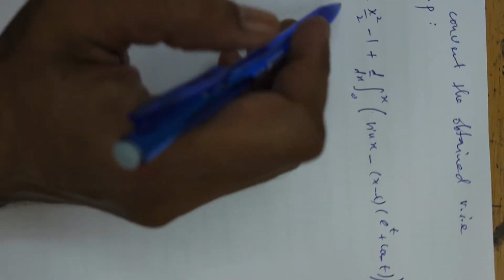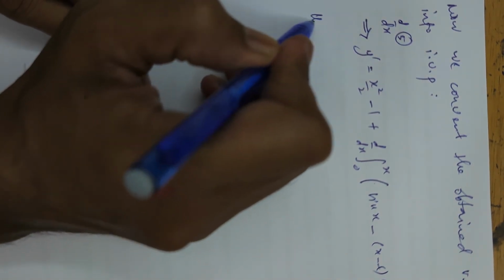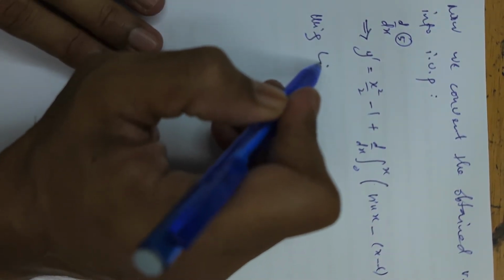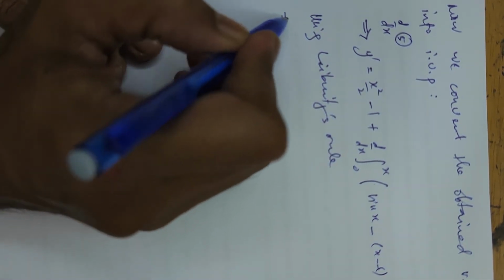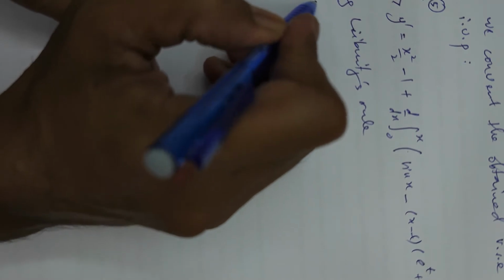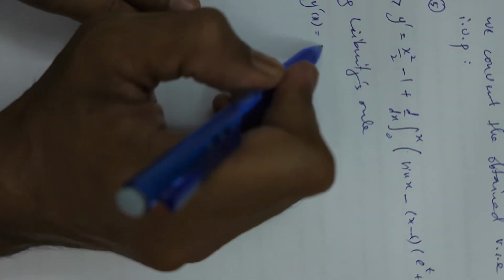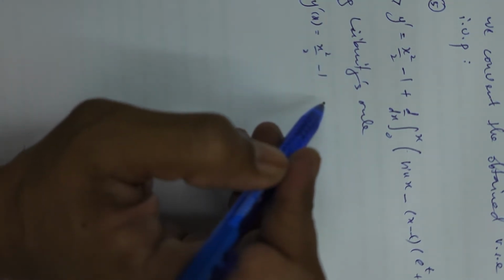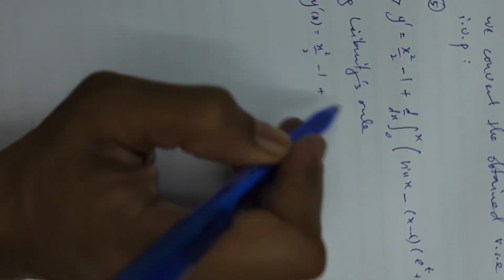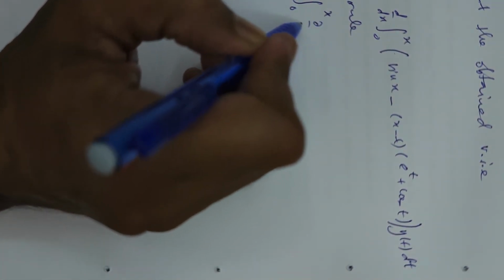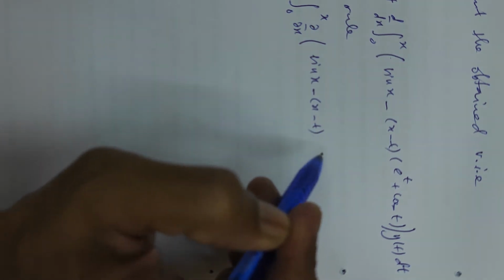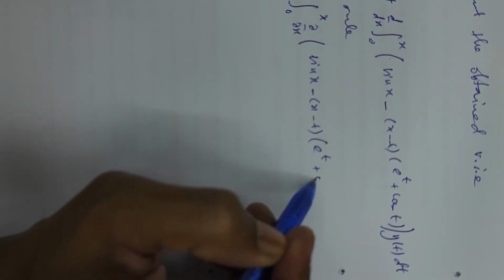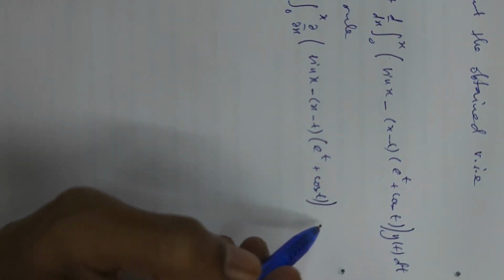So using the Leibniz rule, we have y prime x equal to x squared over 2 minus 1, plus we integrate from 0 to x, differentiating everything inside with respect to x, so we have del x of sine x minus x minus t, e to t plus cos t, y t dt.